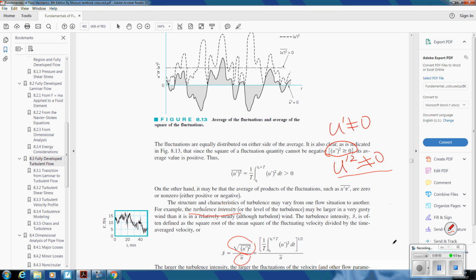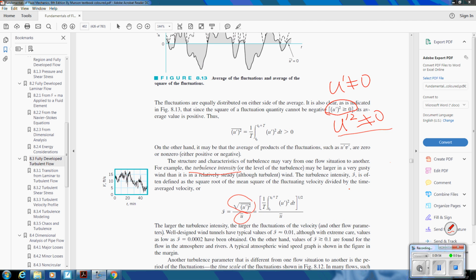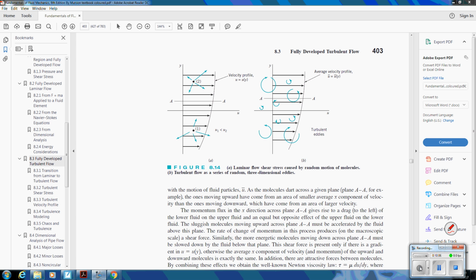So we define this turbulent intensity. When we have a large turbulent intensity here, we know the fluctuation of the velocity is larger. Also, using this idea, we can examine things like flow shear stress and so on.